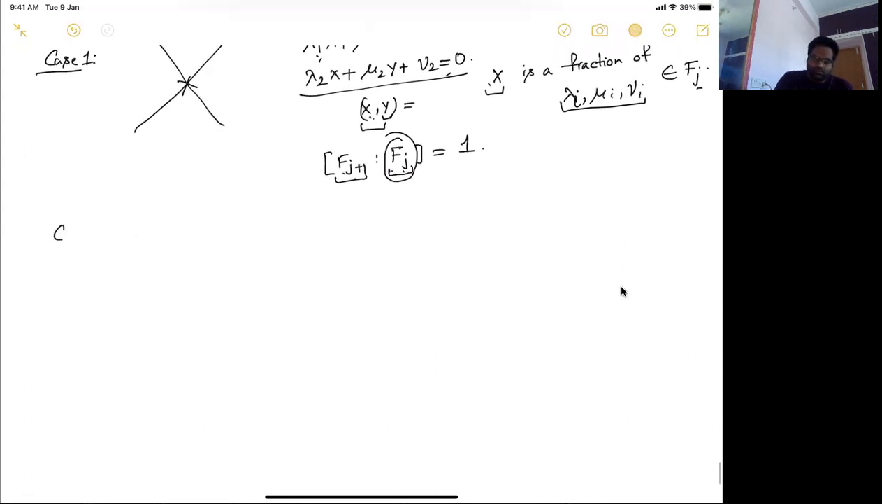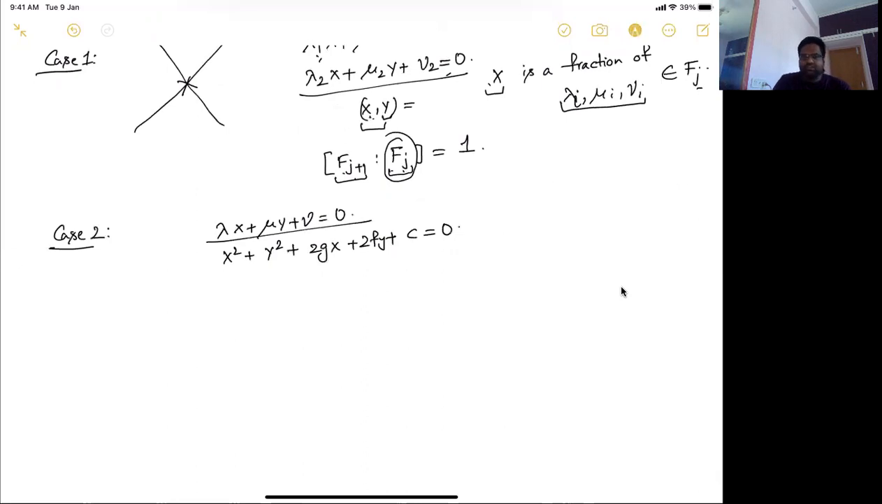Case 2. You have a straight line lambda x plus mu y plus mu is equal to 0, and a circle x square plus y square plus 2gx plus 2fy plus c is equal to 0. Now suppose lambda is non-zero, otherwise mu must be non-zero. If lambda is 0, mu must be non-zero. If both are 0, then you have a constant equal to 0, which is absurd.